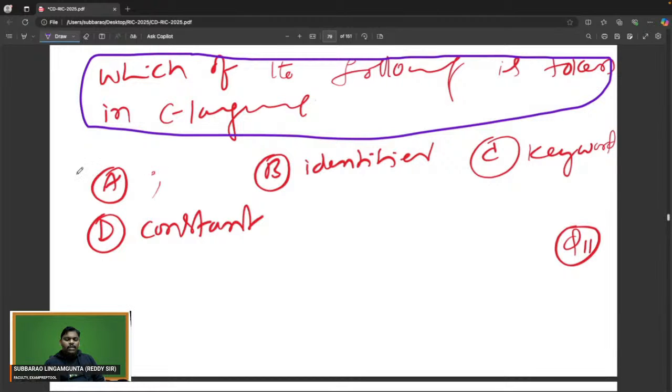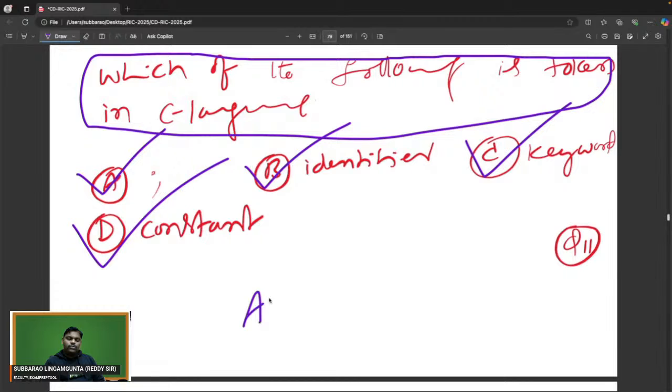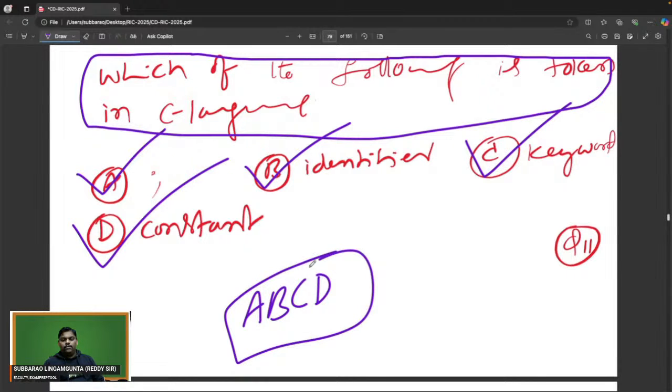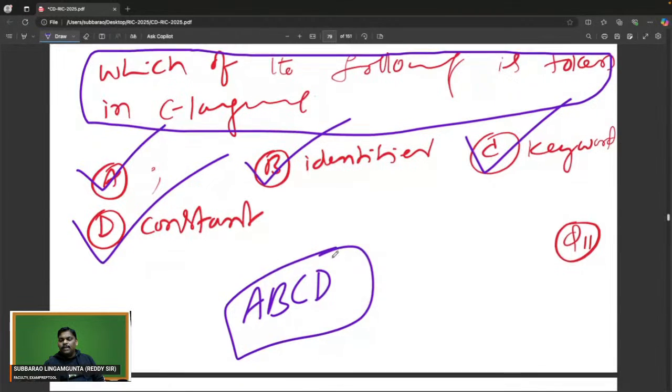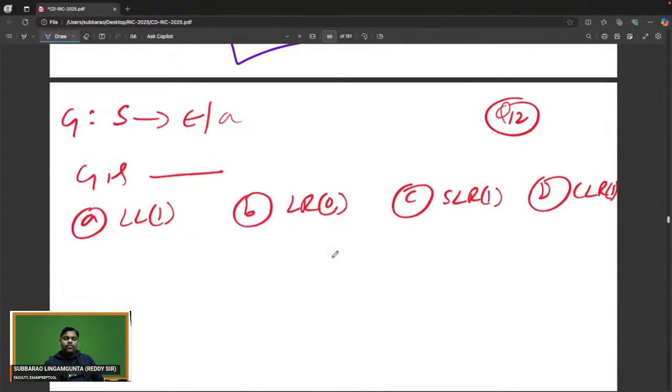I think semicolon is a token. Identifier is a token. Keyword is a token. Constant is a token. So the answer is A, B, C, D. All are tokens. Go to the next one.